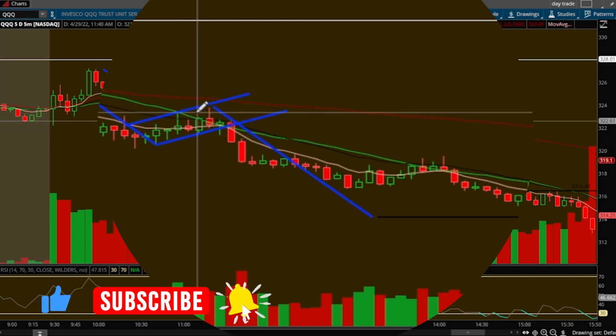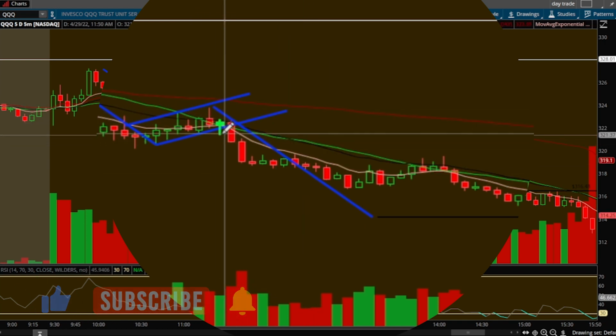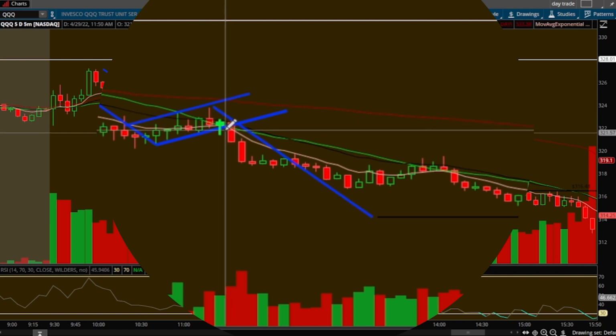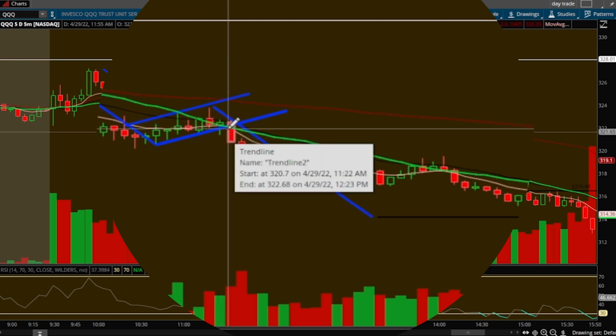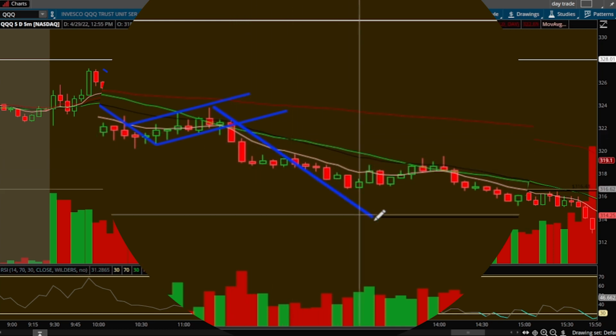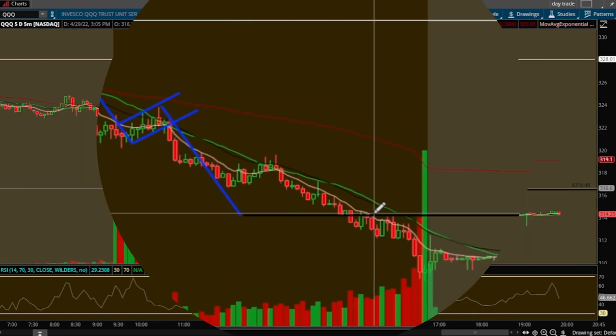But yeah, if you missed your entry here, feel free to take it as you break out of this flag here. That's a good entry as well. Nothing wrong with waiting to enter here and just play that move down. Your final price target. Let me show you something else I've seen.